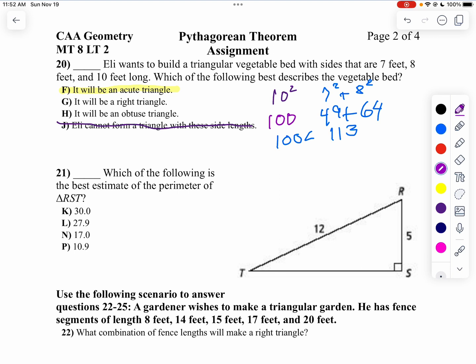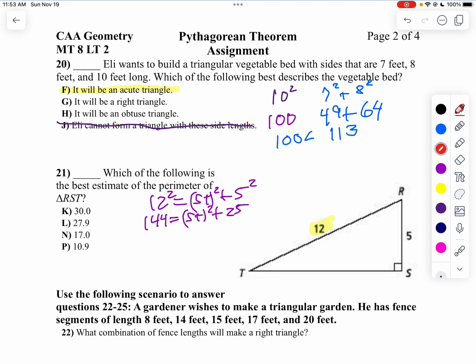I want to find the perimeter of this, but I'm missing a side. I know the hypotenuse is 12. So I'm going to say 12 squared equals st squared plus 5 squared. Remember, simplify first, so 144 equals st squared plus 25.